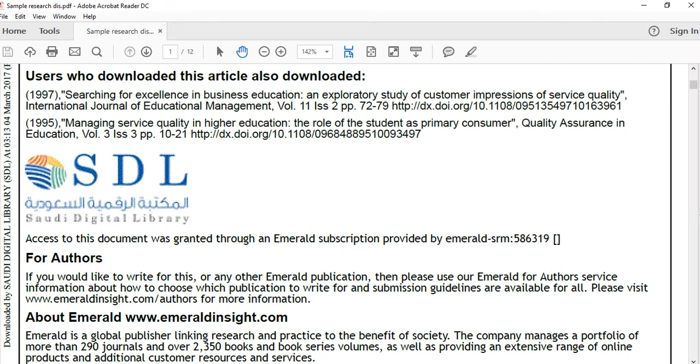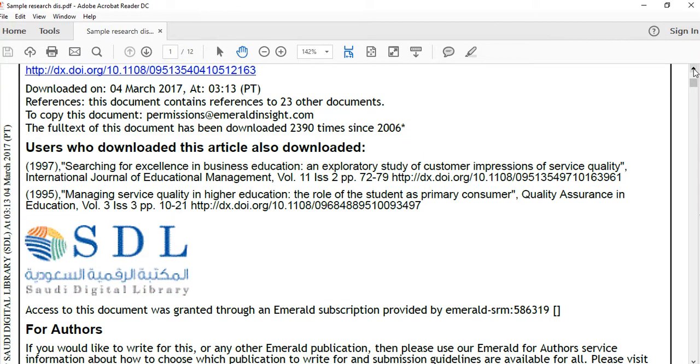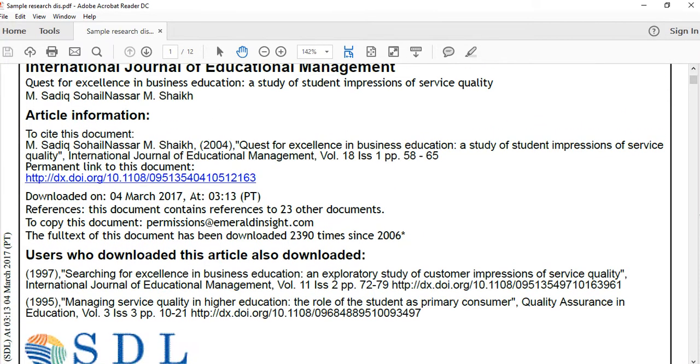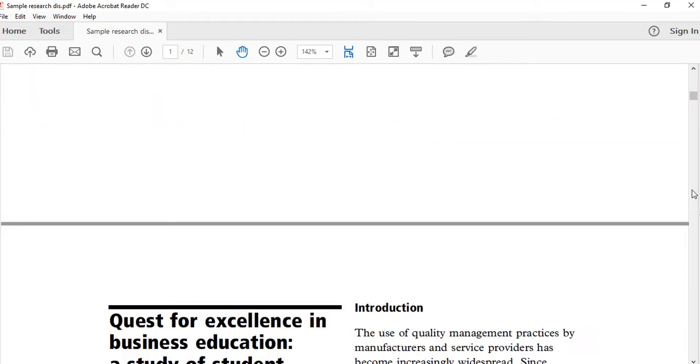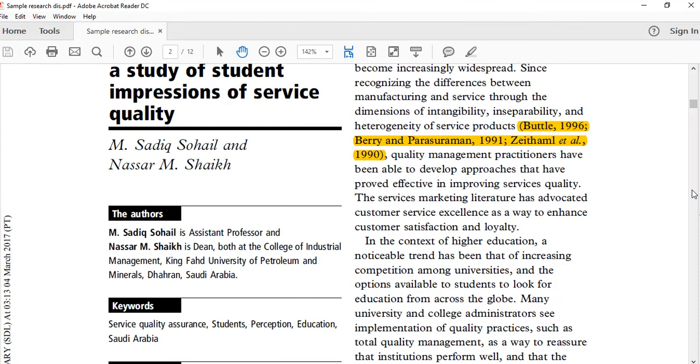And how will you cite this article? I told you that whenever you do the citation, here it is how to cite this document. You will write M. Sadiq Suhail and Nasar M. Sheikh 2004, and Quest for Excellence. This is the title of the topic. This is the name of the journal, volume, issue, page numbers. So every journal has many articles, and this article is present on pages 58 to 65. This is the first thing you have to note down when you are reading an article.